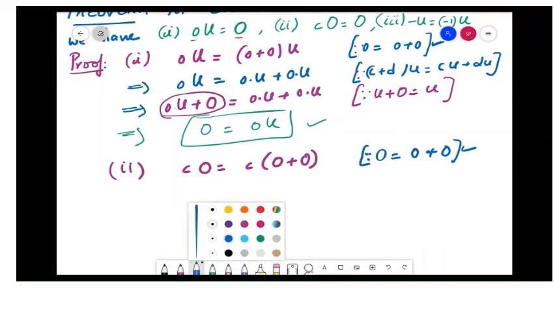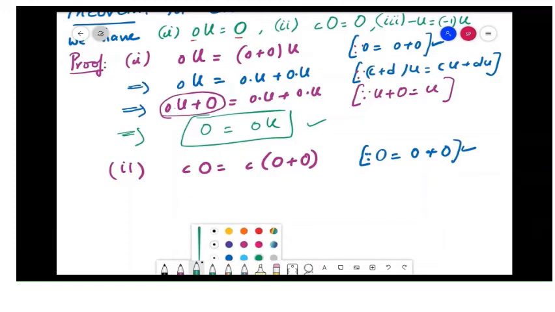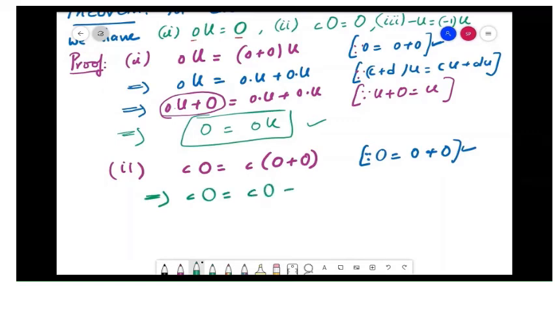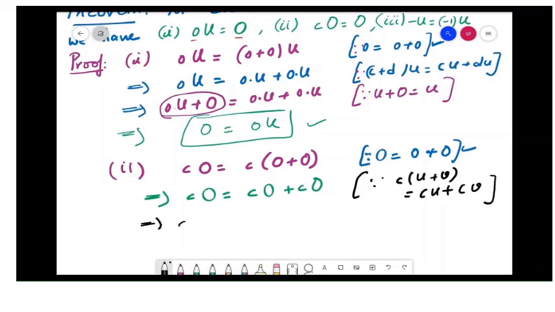On the left hand side it is the same, c into 0 vector, is equal to, applying the distributive property, c into 0 plus c into 0. This is that property, that condition in the definition of the vector space, that c into u plus v is equal to c into u plus c into v. So if you apply that, you can write c into 0 plus 0 is equal to c into 0 plus c into 0. Now again to the left hand side, c into 0, add again the 0 vector, same as in the previous one. For 0 into u, you added 0. So you get c into 0 plus c into 0.